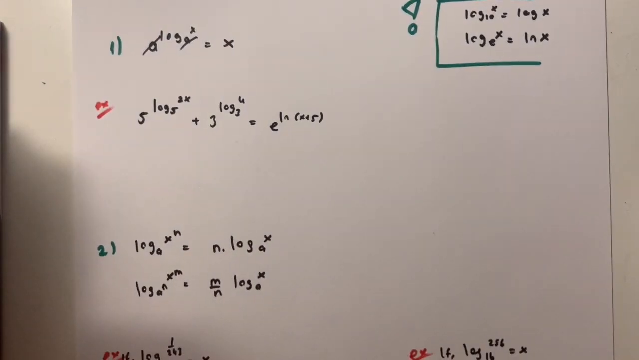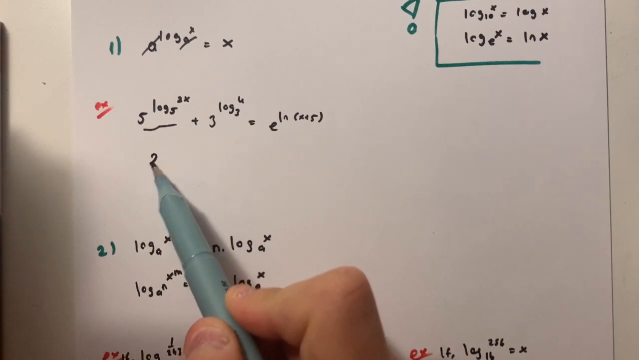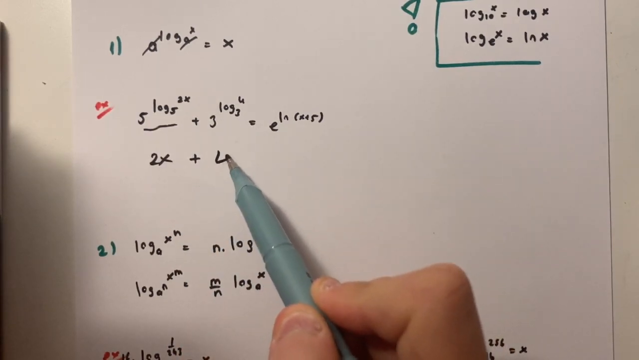Now let's check the first question to understand more. As you can see in this part, 5's cancel each other and there is just 2x plus, and 3's cancel each other and this is 4.